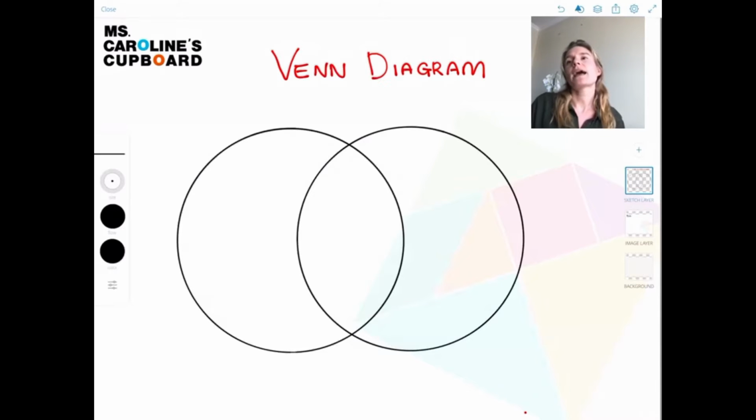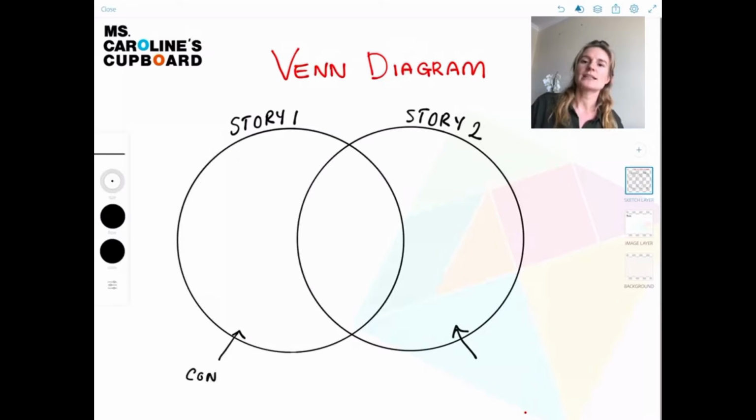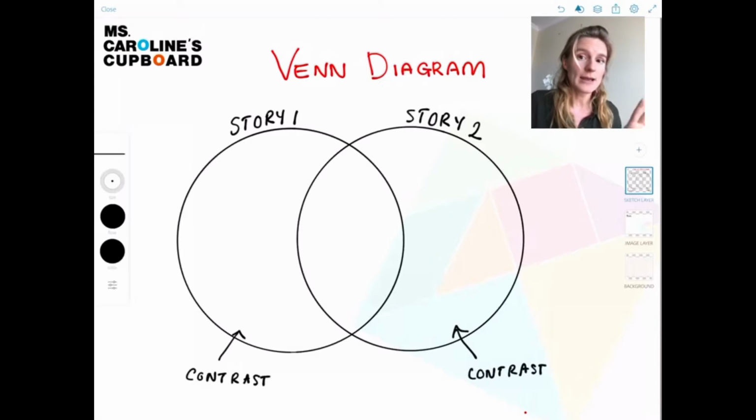So we're going to compare two stories today, story 1 and story 2. So we can label up our Venn with story 1 on one side and story 2 on the other side. Okay, girls? Right then, so on this section and this section here, this is where we write what's contrasting about the stories, what's different about the two stories, okay? So that's what goes in those outer sections.